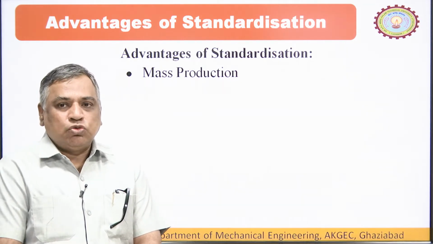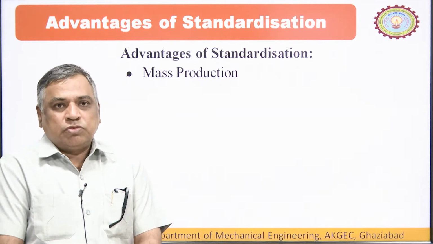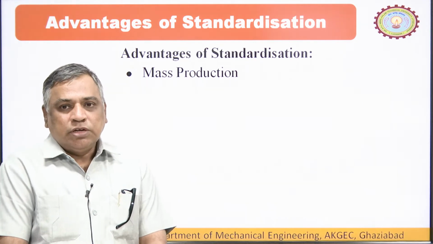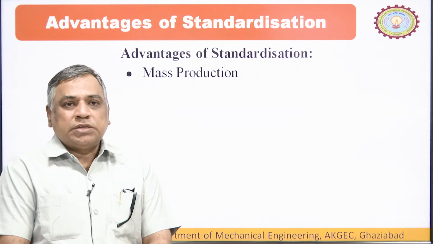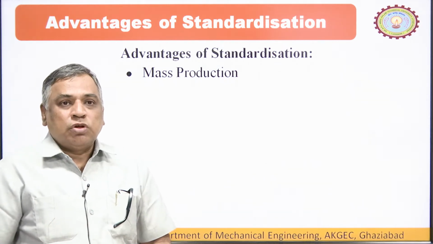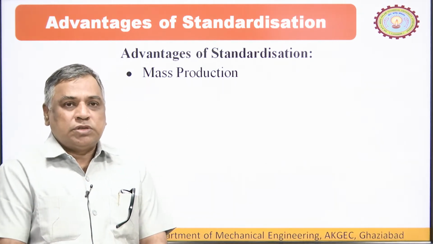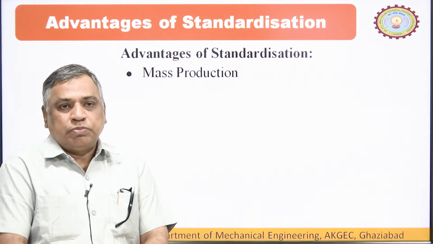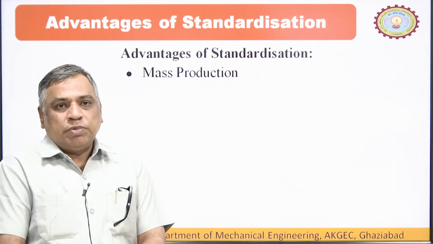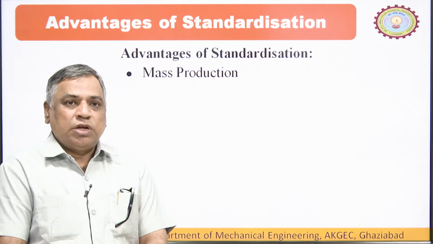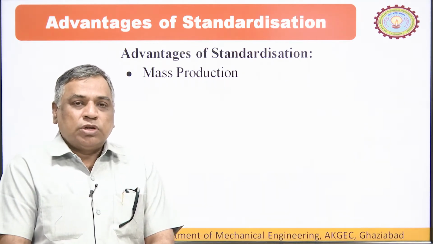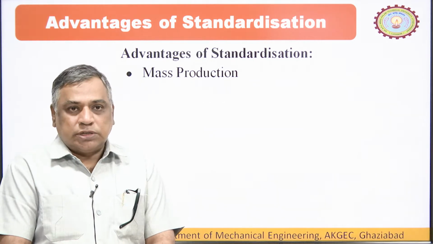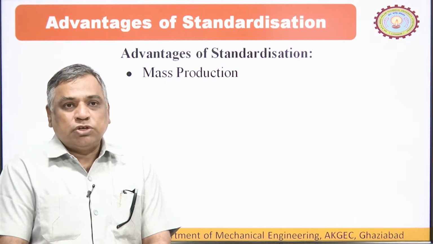If we produce something in mass production, its cost is affected. Cost does not mean only money. Cost involves a number of components to finalize the cost of the product. It may include the labor cost, the raw material cost, the transportation cost, etc. And the changeover cost.